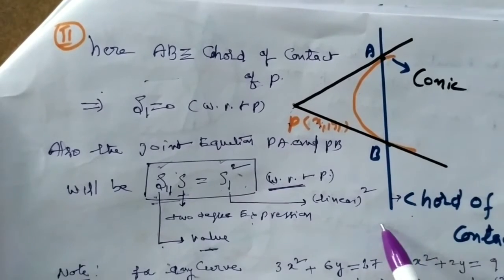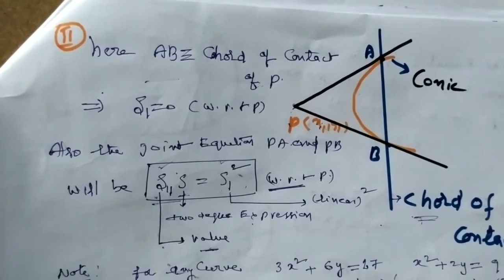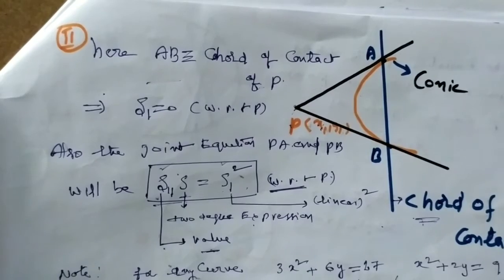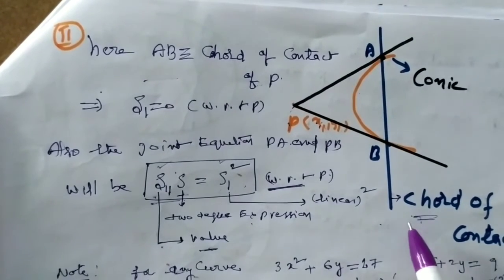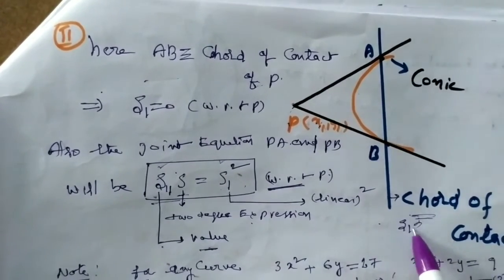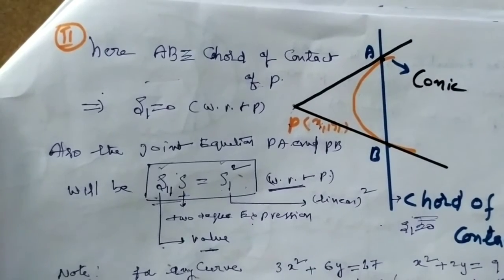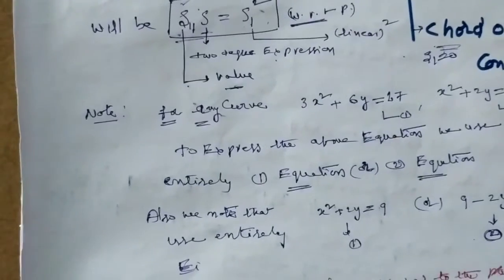Here, what about AB? AB is the chord of contact. For that, the chord of contact equation is S1 is equal to 0. Notation.